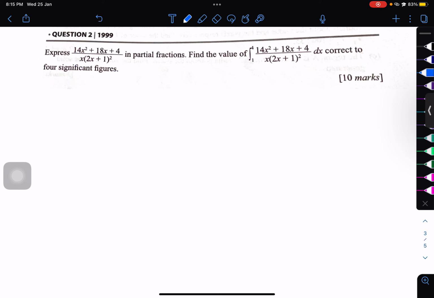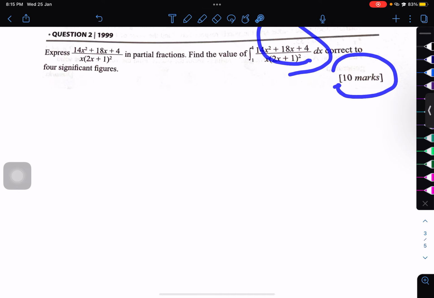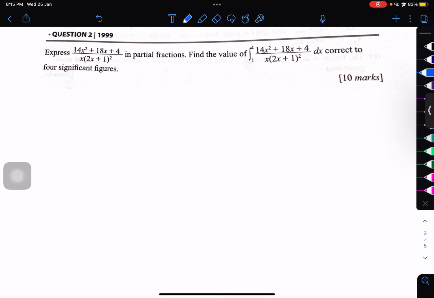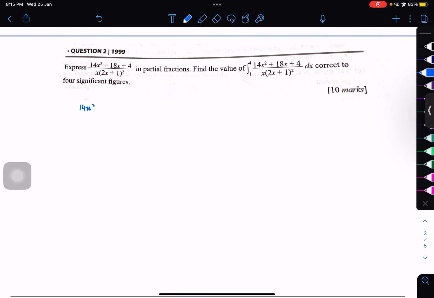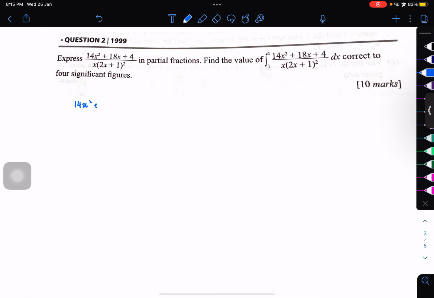So I do this one first lah. Yang ni nanti saya akan buat lagi. Sebab you must remember that dia panjang and dia 10 markah, and I will assume this video will be longer. Okay, so now 14x squared blah blah blah. Okay, now kita salin je balik. 14x squared plus 18x plus 4 over x (2x plus 1) squared.